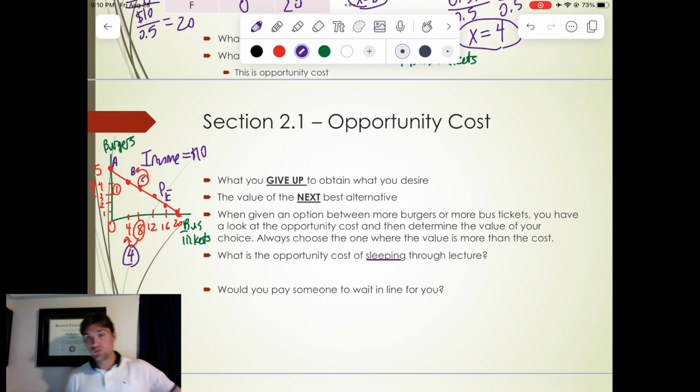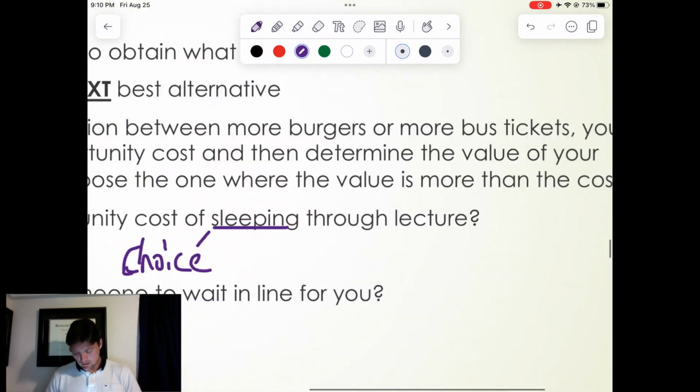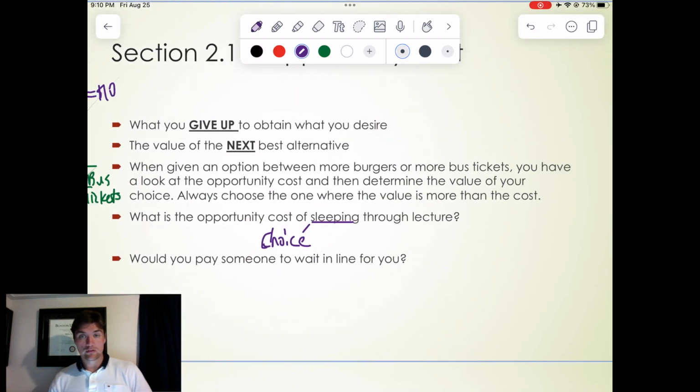But if I do choose to sleep, so this is my choice, and because of my choice, I'm having to give up going to lectures. Notice what's happening here: I'm asking what am I giving up in order to sleep. It could be the lectures, family time, friends time, or work. But the main thing is that you are giving up something in order to sleep. So what is the opportunity cost of sleeping through a lecture?